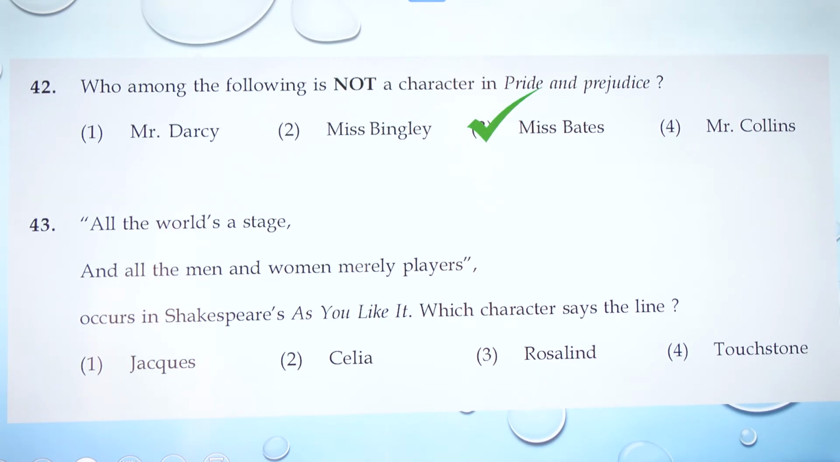43. All the world's a stage and all the men and women merely players occurs in Shakespeare's As You Like It. Which character says the line? So these are very famous lines, and these lines are said by one of Shakespeare's characters. And the options are 1, Jacques, 2 Celia, 3 Rosalind and 4 Touchstone, and the correct option is Jacques. So this statement is made by Jacques.